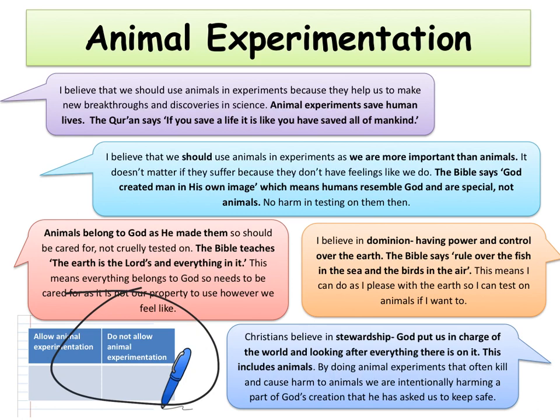The next view says, animals belong to God as he made them, so they should be cared for, not cruelly tested on. The Bible teaches the earth is the Lord's and everything in it. This means that everything belongs to God, so needs to be looked after, as it's not our property to use however we feel like.